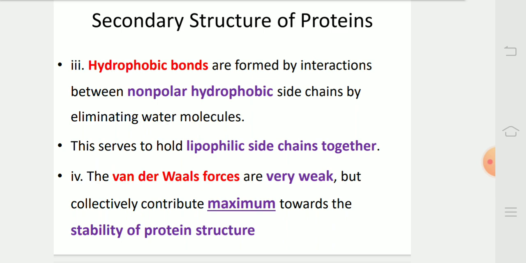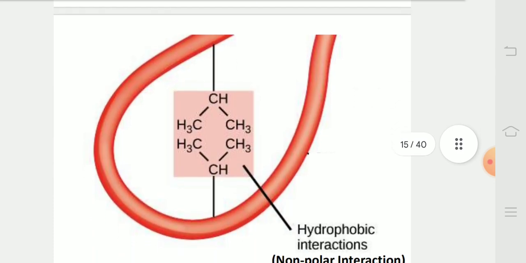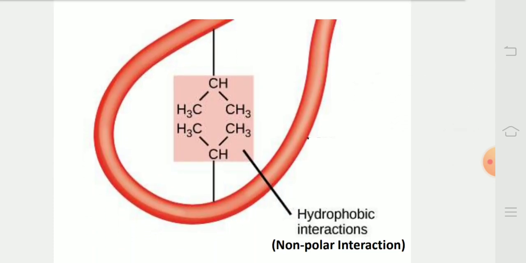The hydrophobic bonds are formed by interactions between non-polar hydrophobic side chains by eliminating water molecules. This serves to hold lipophilic side chains together. The van der Waals forces are weak but collectively contribute maximum towards the stability of the protein structure. In this diagram, we can see that two hydrophobic or lipophilic groups come together in space by hydrophobic interactions.